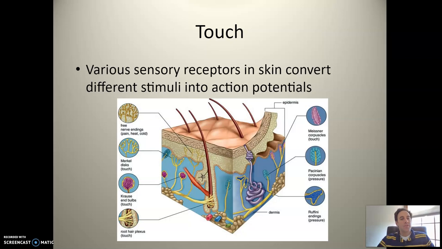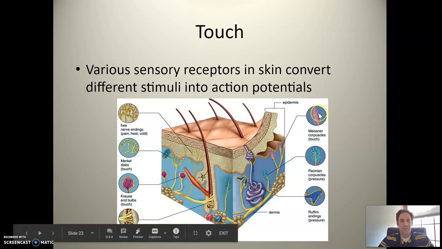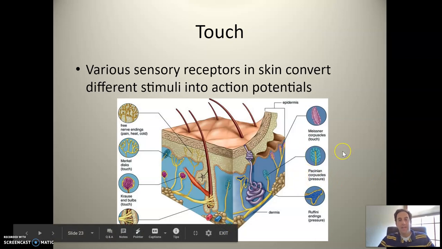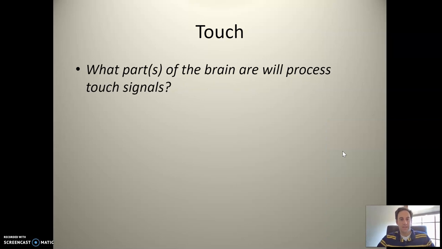Anyway, so the key idea here is that there are various sensory receptors in the skin that respond to various types of stimulus. So there are nerves that will fire an action potential if they are stimulated by heat or cold, light touch, deep high pressure touch. Different kinds of stimulus will trigger different ones of these cell types, and then they convert that into an action potential, and then that signal goes to the brain to make sense of it.